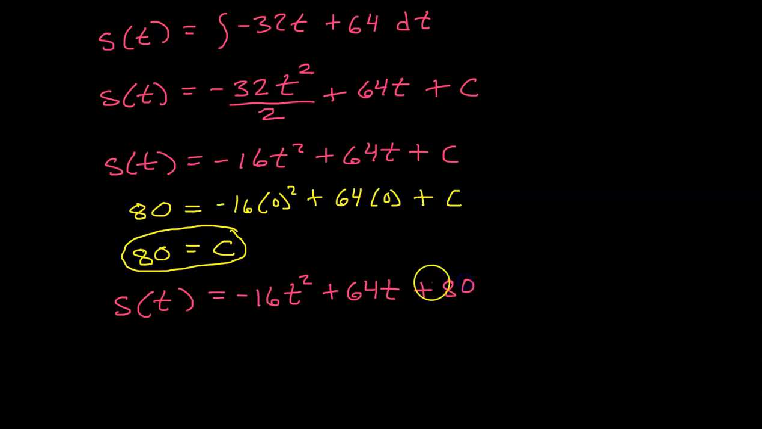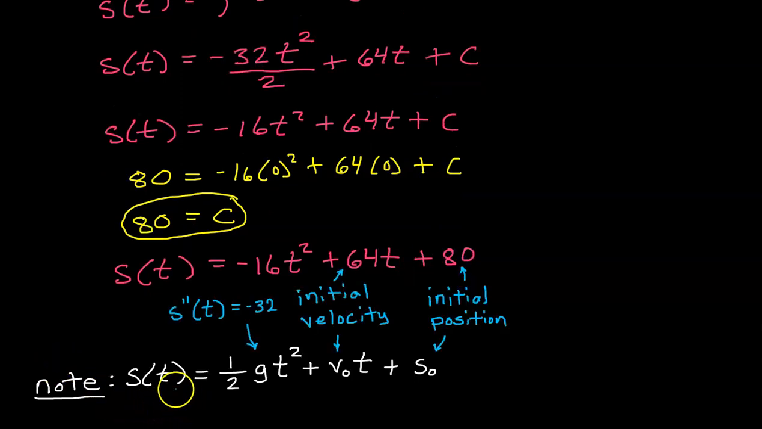Note that when you're dealing with projectile motion, the position as a function of time will always be given by 1/2 gt squared plus v sub 0 t plus s sub 0, where g is the acceleration due to gravity, negative 32 feet per second squared, v sub 0 is the initial velocity, and s sub 0 is the initial position. So in other words, you will always find the initial velocity right here in the equation, and you will always find the initial position right here. And because of the acceleration due to gravity, you will always see a negative 16 right here.